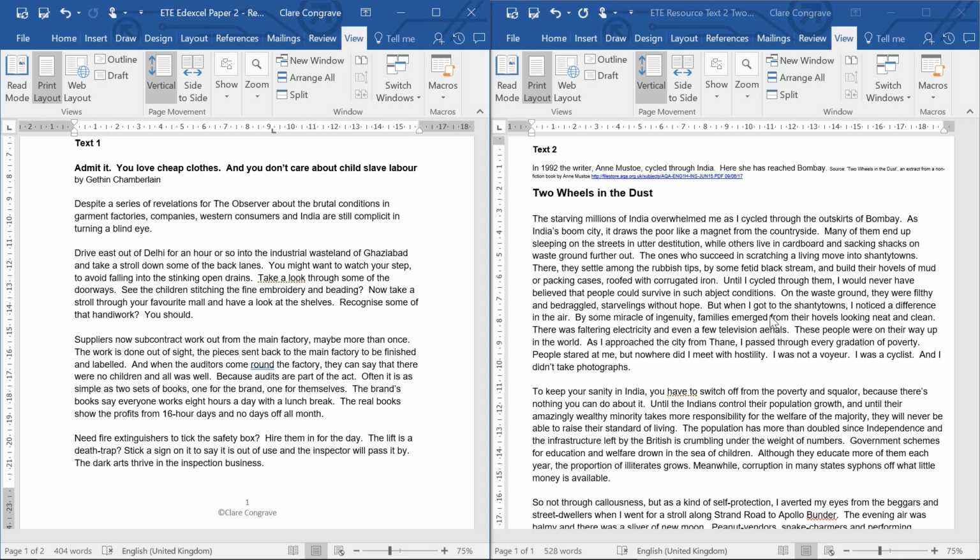Let's have a look at their second paragraph. Both texts talk about children who are suffering. In text 1 it says, see the children stitching the fine embroidery, and likewise in text 2 we see drowning in the sea of children. The use of children is quite emotive, and so it hooks us because we feel the need to help.